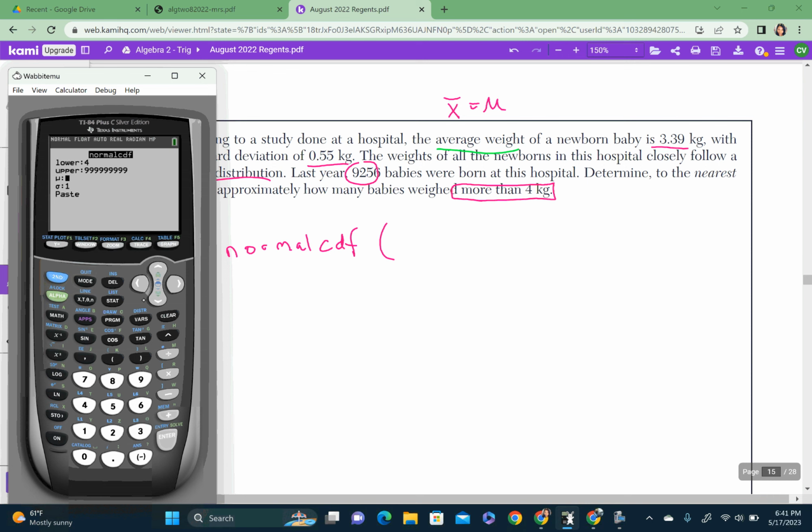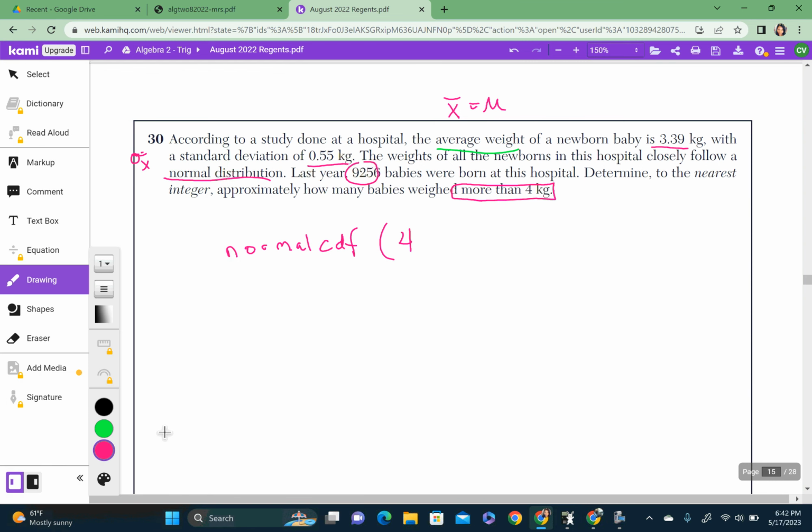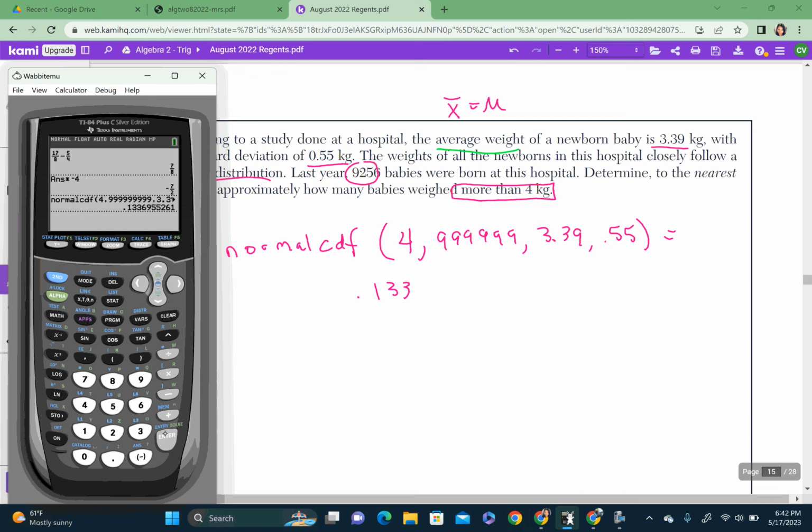Our mean is, they told us 3.39, so we put that in. And our standard deviation is 0.55. And I put that in, and I hit enter and enter. So let's put in what I typed in, 9, a whole bunch of 9s, right? And then we did 3.39. And then we put 0.55 in, and we hit enter, and we got 0.133, what is it?